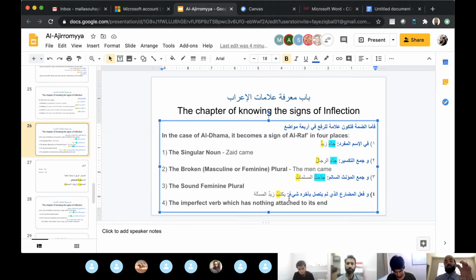So basically, there is more to explain about what a dhamma would mean for a verb, but inshallah that will be in the next classes or even in the next books that we study. At this point, what I want you to know is a dhamma on a verb indicates that the verb has the inflection of rafa.